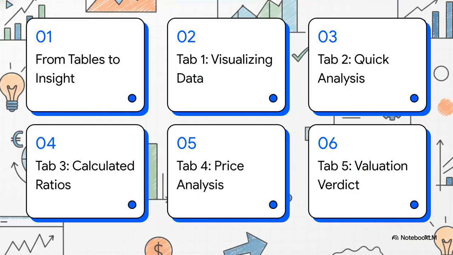So here's our game plan. We're going to walk through a complete analytical workflow, moving tab by tab through the extension. You'll see how each part logically builds on the last, taking us from a bird's eye view all the way down to a final valuation verdict.